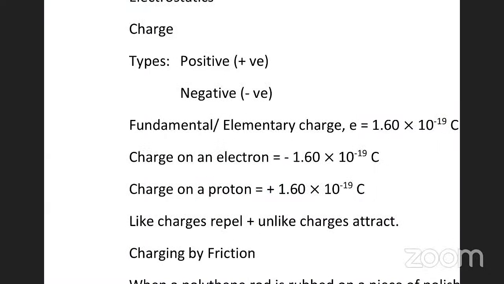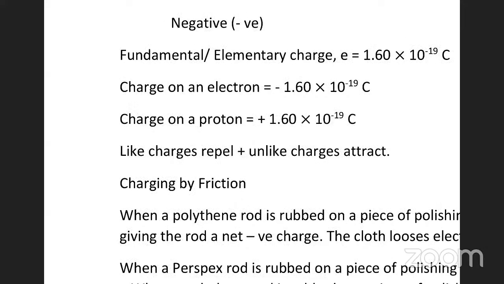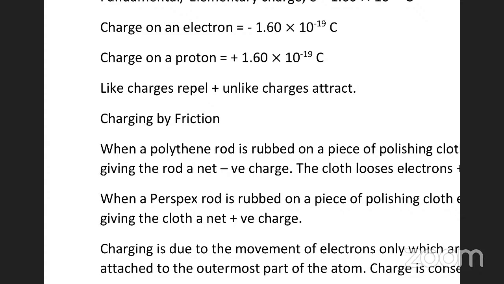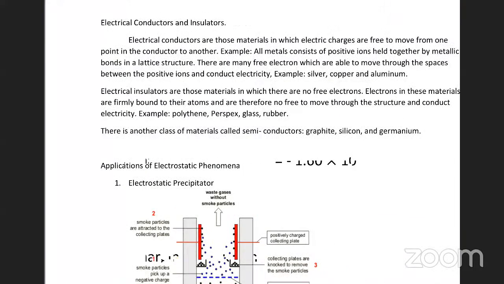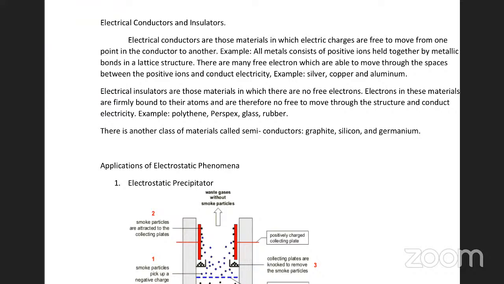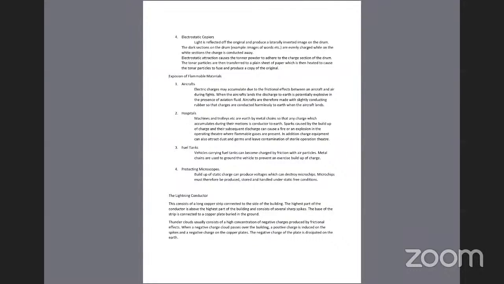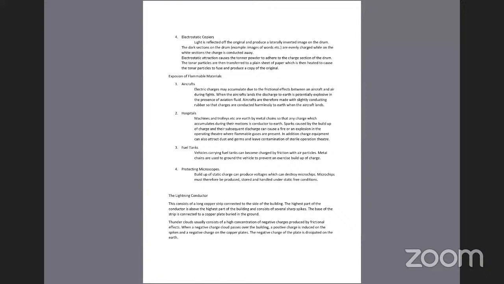All right, let's go. Last year we went through some of this stuff, right? We talked about charges being positive or negative. We talked about the fundamental charge. We talked about like charges repel, unlike charges attract, and so on. We looked at charging by friction and charging by induction. We went through examples of applications of electrostatic phenomena, and we looked at the precipitator and so on, and asked you to look over the lightning conductor. Today we want to start on the new stuff.